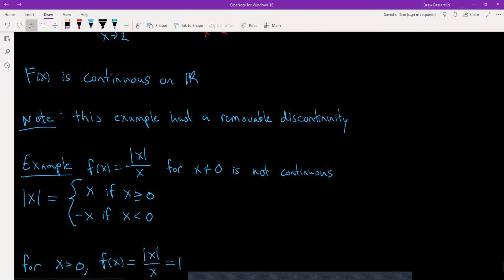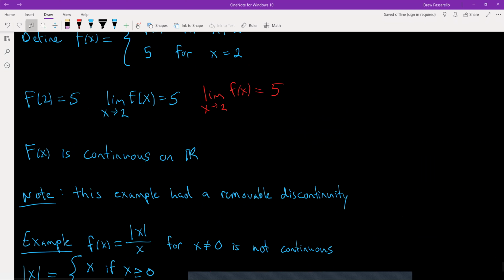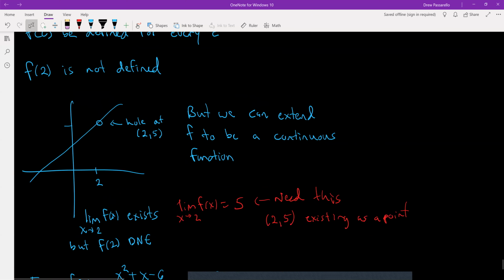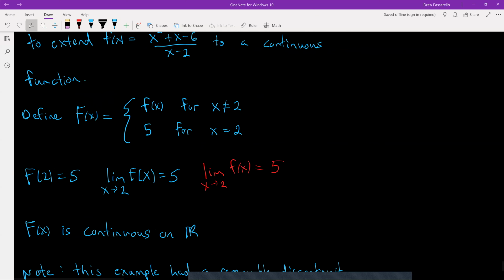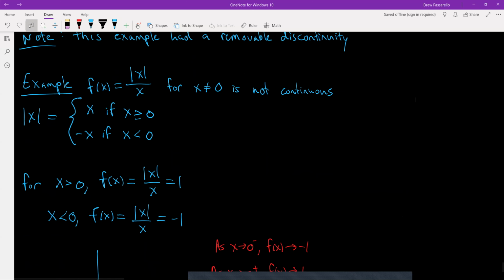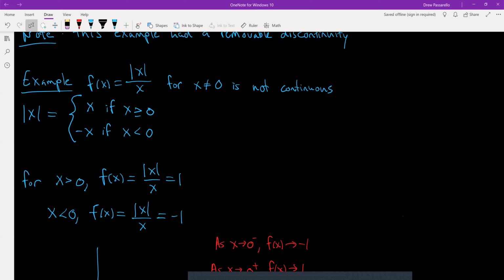All right, so here's another example, and the previous case was a removable discontinuity. Now this next example, let's say we had f of x equal to the absolute value of x divided by x, for x is not 0. Now this is not continuous. I wrote down the definition of absolute value first.